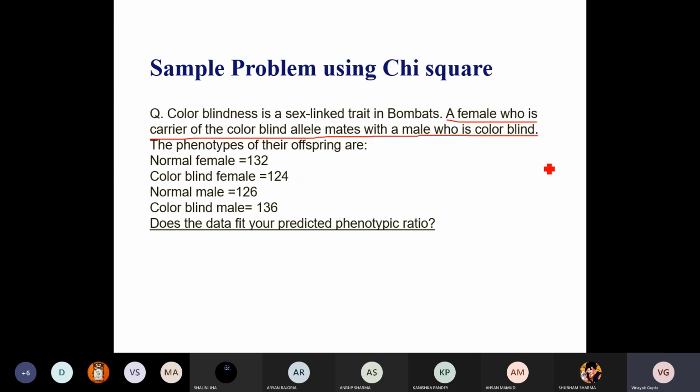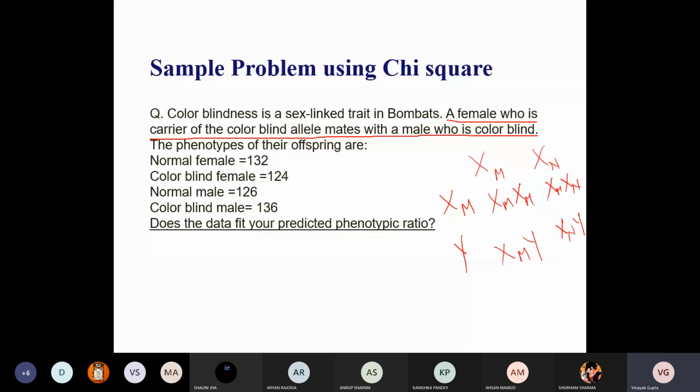So here we have the female who is a carrier of the colorblind allele. What should I write for the female? Sir, X^C X we can write. Or I generally follow M and N: one chromosome is mutated, the second one is normal. She mates with a male who is colorblind, that means X^M Y. So here X^M X^N, here X^M Y, here X^N Y.